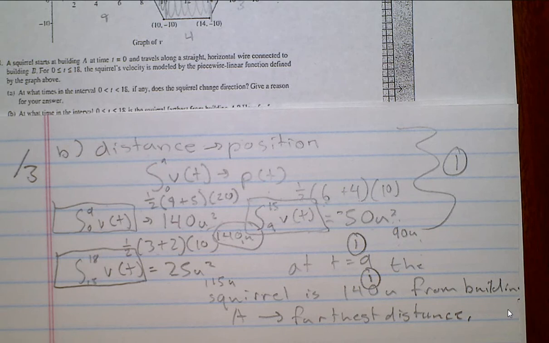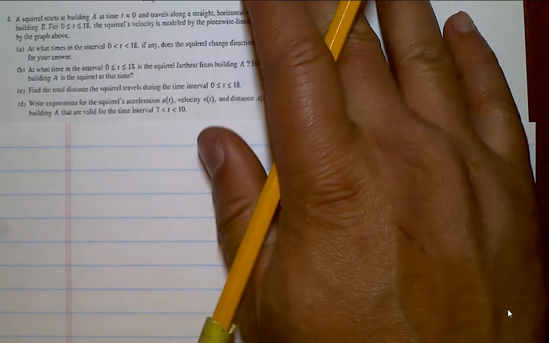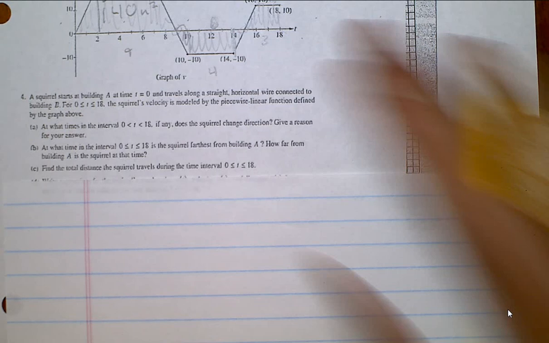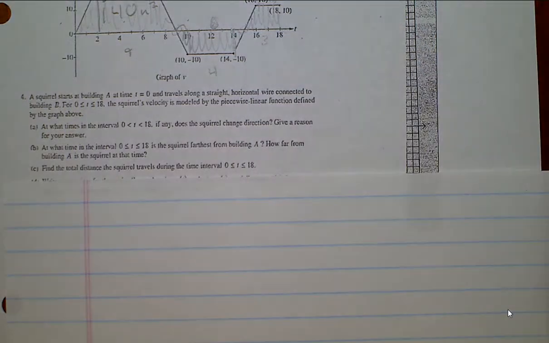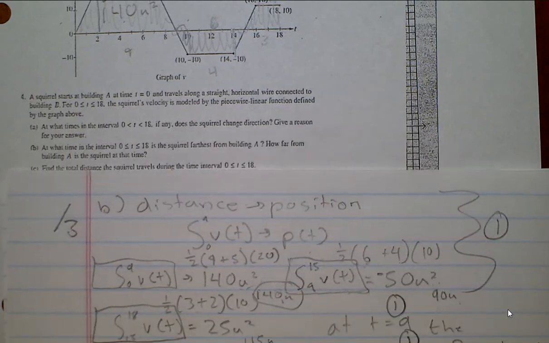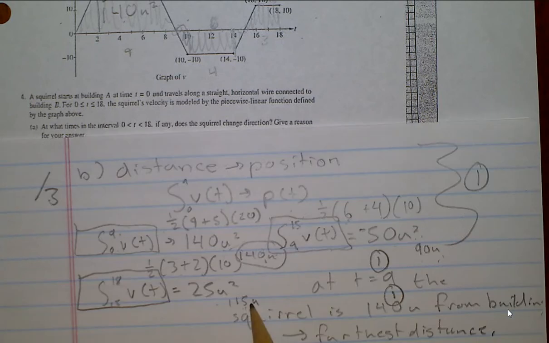Alright, next question, here we go. Question C. Find the total distance a squirrel travels during the time interval 0 to 18. Well, we just did a whole bunch concerning distance traveled, so let's go back to that work. We said that from 0 to 9, 140, from 9 to 15, 90, and from 15 to 18, we're now at 115 units. Alright, see that right here? So how much did we travel?